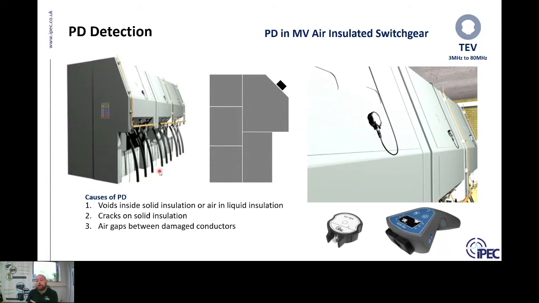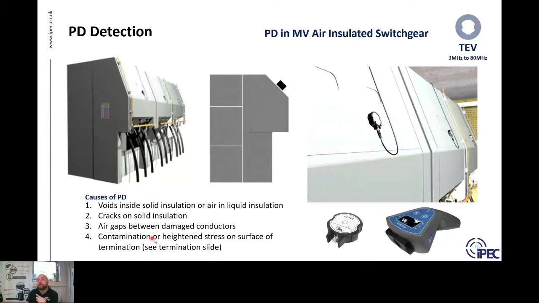And or contamination or heightened stress on the surface of a termination. Now, there is a slide dedicated to cable termination PD, so I'm not going to go through that in too much detail at the moment. But for these first three, the voids inside solid insulation, cracks on solid insulation, and air gaps between conductors, the most common sensor to use to detect these PDs are TEV sensors.